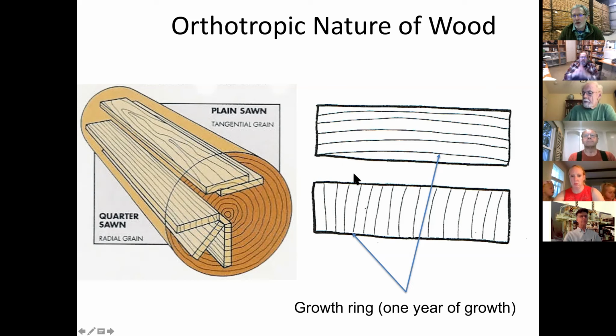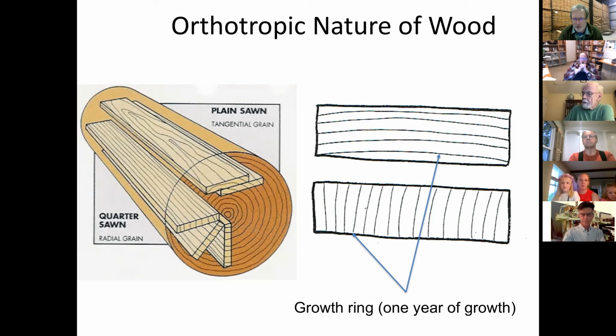Now, before we move on, you'll notice in this plane sawn piece, look at this edge. Wow, that's different. That's actually got the growth rings looking like this piece of quarter sawn. And in the quarter sawn, if you look at the edge, it actually looks like the width of the plane sawn. That's why we need to talk about planes of reference.